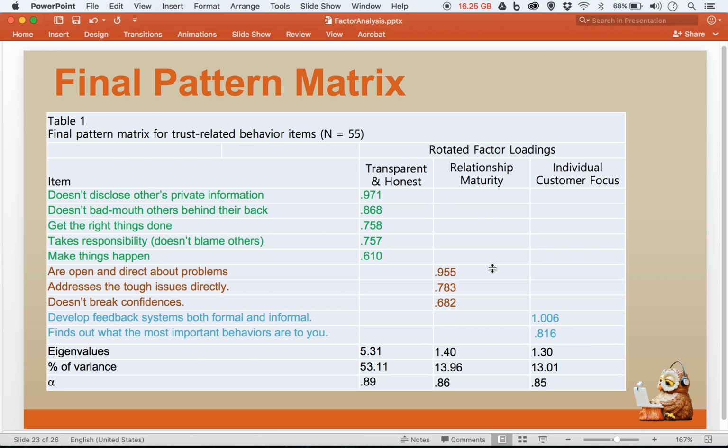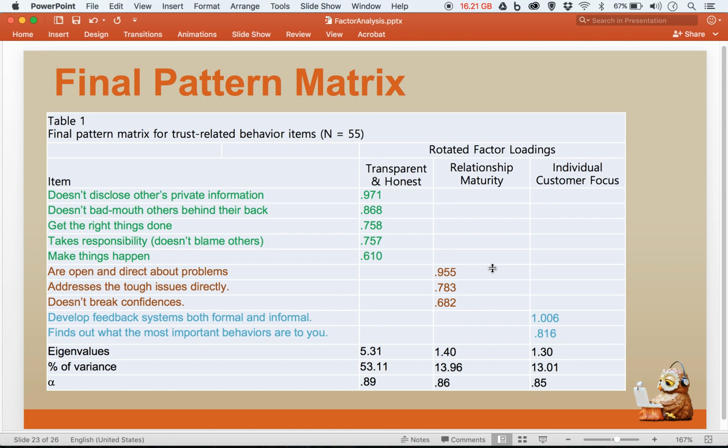Now, factor 1 will help you understand how you will handle tough issues, that we don't break confidences. We really make sure that we listen before we speak, and we're not allowing any pride to interfere in what we're trying to do, and we're just being appropriate in our transparency and the honesty that we have with our individuals. And with the individual customer focus, that's really about developing formal and informal feedback systems, and then finding out what the most important behaviors are that individuals like, and then trying to use and practice those behaviors when we interact with those individuals.